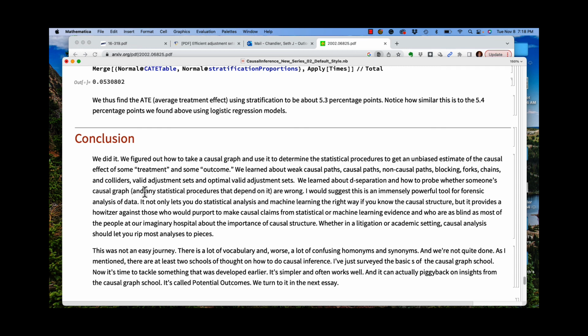There is a lot of vocabulary, a lot of confusing definitions. I think if you practice trying to find valid adjustment sets, either using some of the code I have or in smaller graphs, just doing it by eye, you actually get pretty good at it and it's kind of fun. So in the next video, we're going to take our little look at potential outcomes, and then we'll come back and look at some other aspects of causal inference.